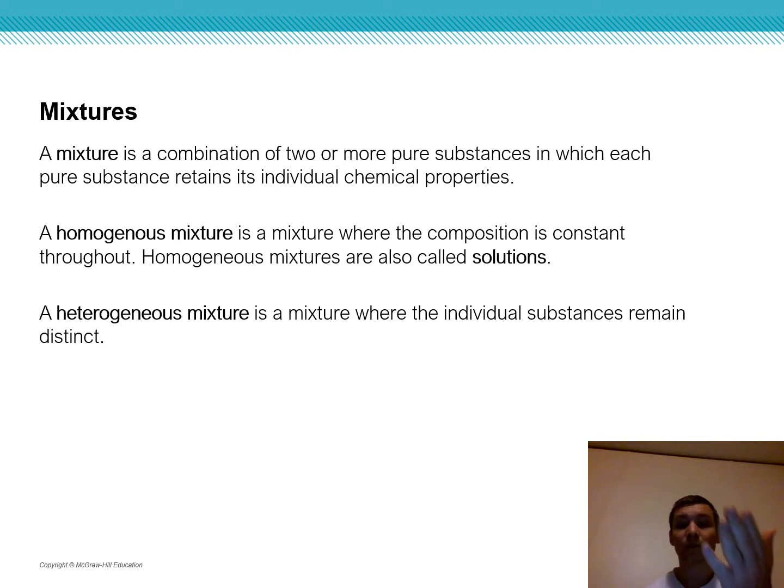So let's talk about mixtures, which is what we're here to talk about today. A mixture is a combination of two or more substances in which each pure substance retains its individual chemical properties. So think of examples. Sure, let's take salt water. Salt, that's in salt water.